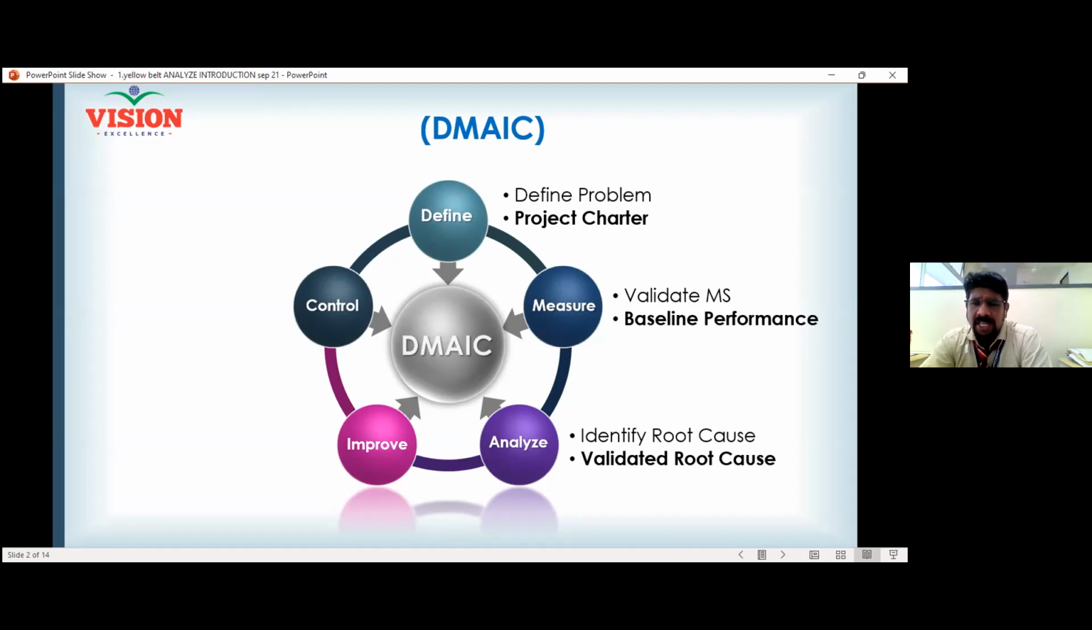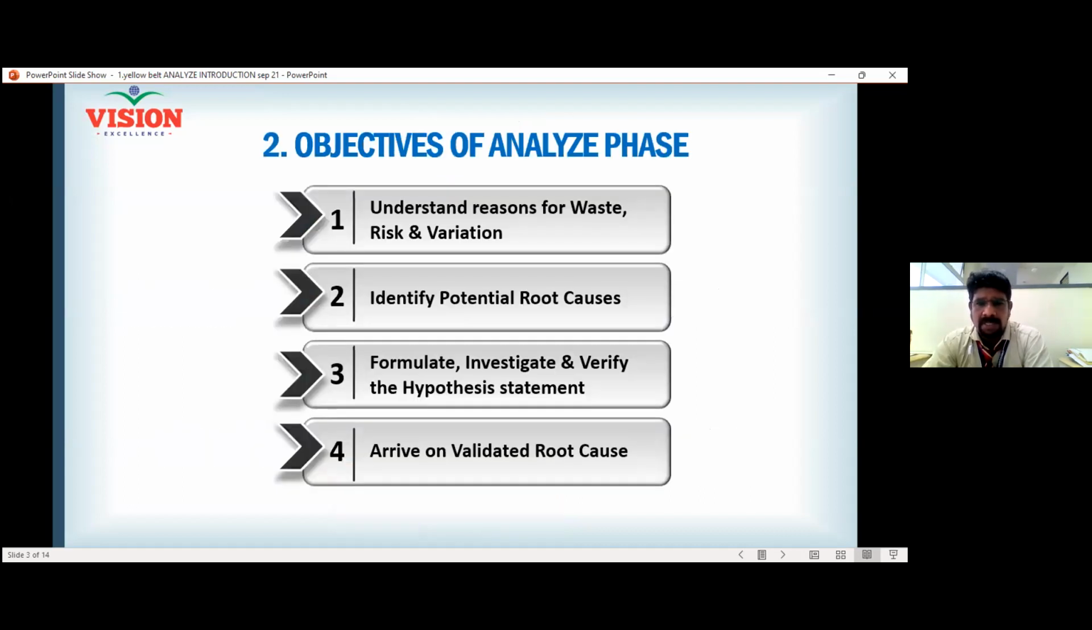And as I told you, until and unless we confirm each phase, we won't move to the next phase. So in the analyze phase, we are going to identify the valid root cause, checking the sufficiency of the root cause, and we are going to validate it. That is what we are going to do. Normally in the Lean Six Sigma process, checking the sufficiency is not done, but generally that is important.